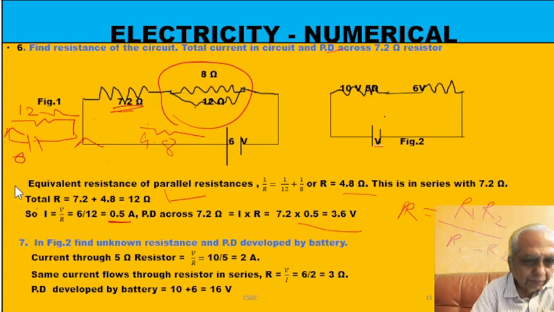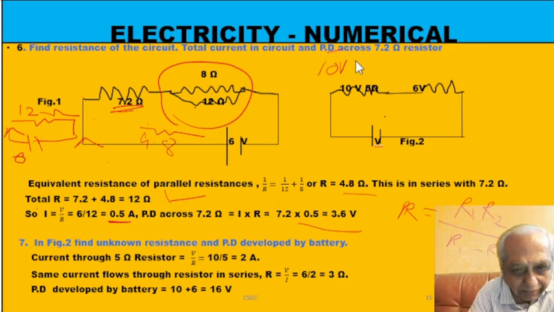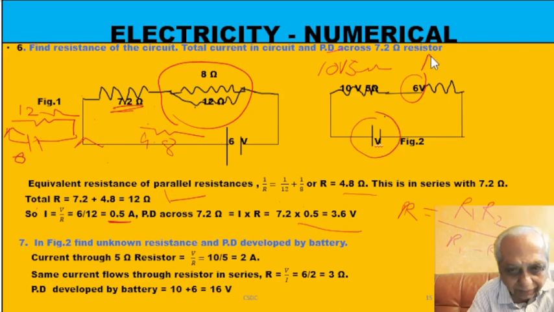He says current through 5 ohm resistance. Now here the data is given in the figure. This is 10 volt and 5 ohm. Here the voltage drop is 10 and resistance is 5. Here I have been given only the voltage. R is a question mark. That is the question. Find the unknown resistance and PD. So I have to calculate this V, so this V and this R are to be calculated.